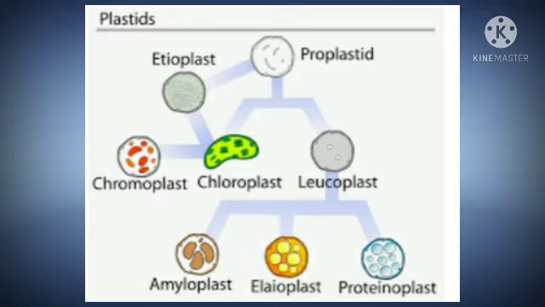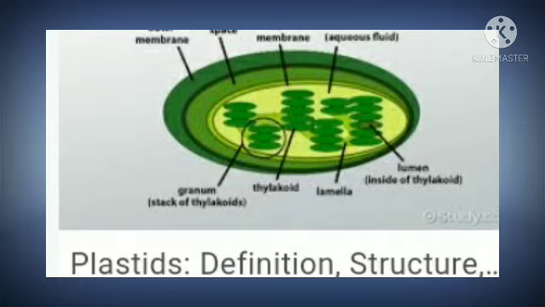Plastids. Plastids are found in plant cells. They have specific pigments. They give specific color. Example: chloroplast, chromoplast, leucoplast, etc. Chloroplast. They are green colored plastids, contain chlorophyll and carotenoid pigments. They help in photosynthesis.